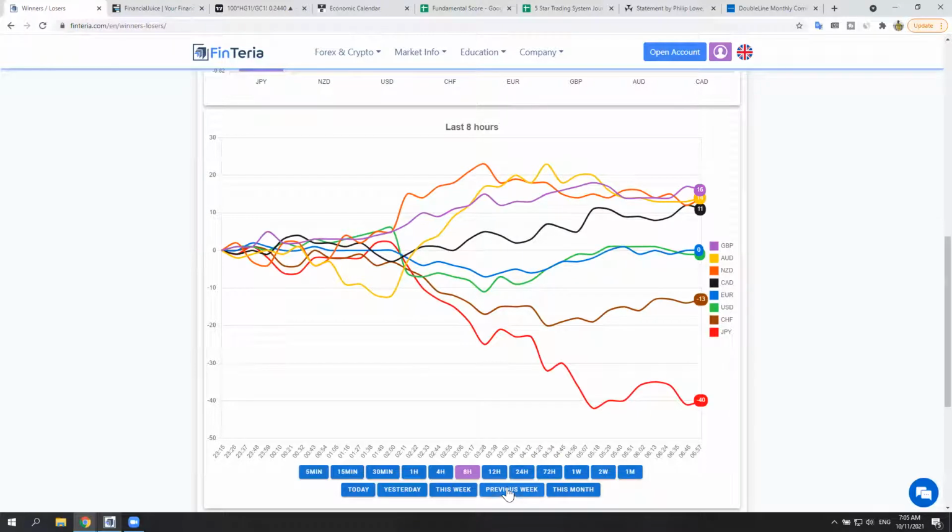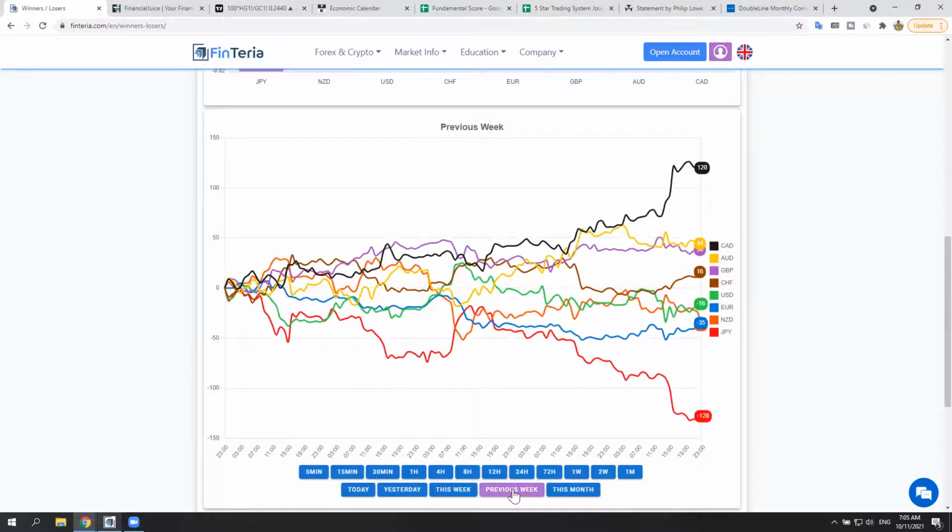Here we can also select a separate button, which says previous week. So we can click this button and we can see the tendency for the whole previous week. Over the last week, we saw really strong performance behind the Canadian dollar and a really weak performance of the Japanese yen. It was mainly related to the risk-on sentiment coming back to the markets.